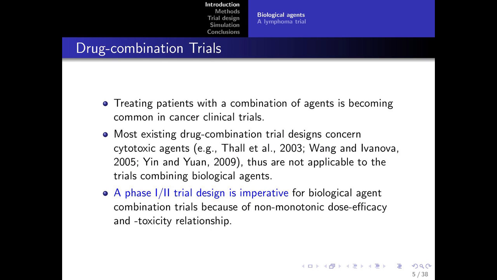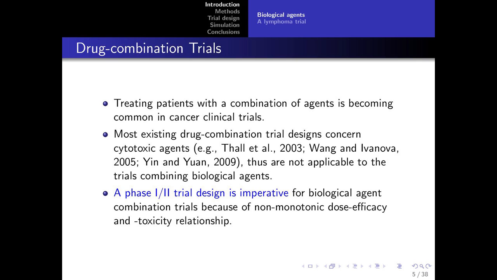Treating patients with a combination of agents is very common in cancer clinical trials. By combining different agents, we help to achieve synergistic treatment effects. Many drug combination trial designs have been proposed, but those designs focus on cytotoxic agents, and they are not applicable to trials combining biologic agents because of the differences between biologic agents and cytotoxic agents.